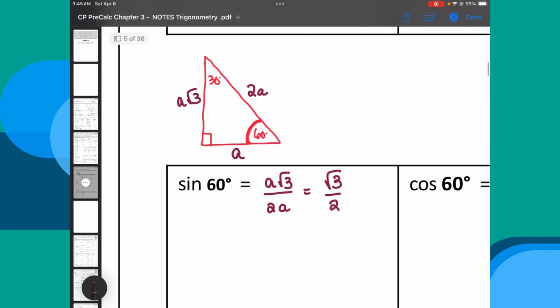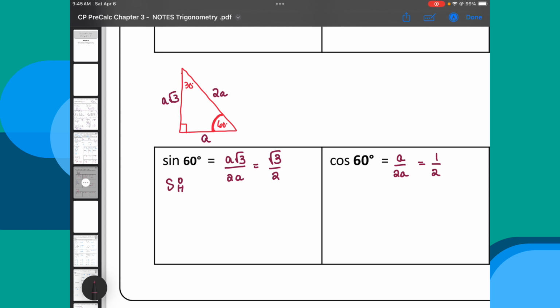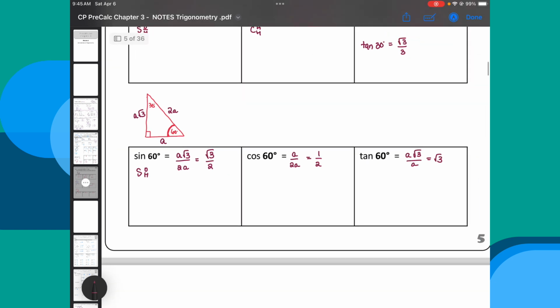So I labeled my triangle 30, 60, 90. I have A, 2A, and A square root of 3. So sine is the opposite over the hypotenuse, which reduces to square root of 3 over 2. Cosine of 60 reduced to 1/2. And then tan of 60 reduced to square root of 3.